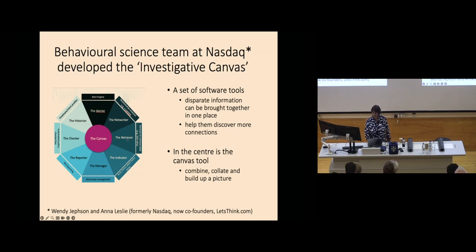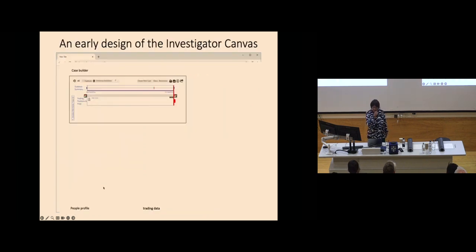I'm not going to go through them all, but there's the networker, there's the alerter from the alert engine, there's the reporter, the checker, and so on. And they designed this canvas where they could build up a picture of what was going on. So at the top here, we have the case builder, different swim lanes. You can see who's talking with whom, what trades were made, and you can start to build up this narrative through using these various tools.